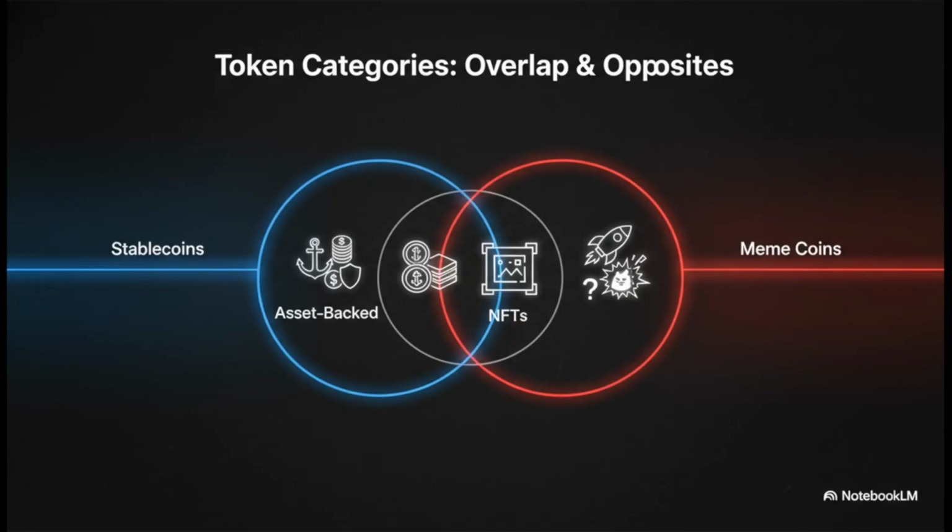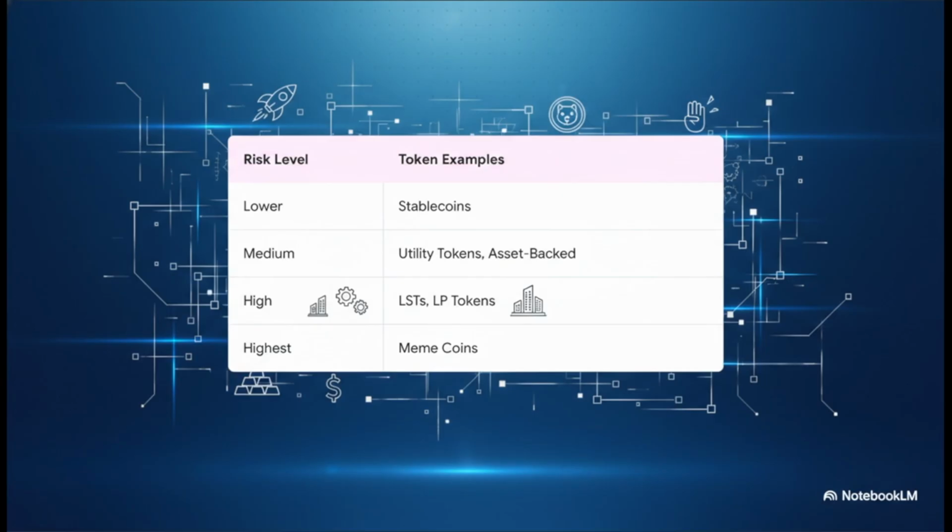These categories aren't always perfectly separate. You could totally have an asset-backed token that's also an NFT. That makes sense. But some concepts are just complete opposites. You are never, ever going to have a meme coin that is also a stablecoin. It's impossible. They live on totally opposite ends of the risk universe. And this brilliantly illustrates that crucial point.